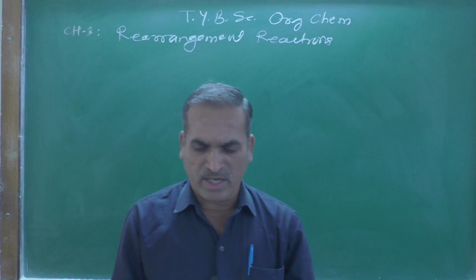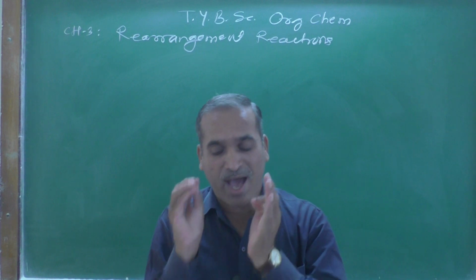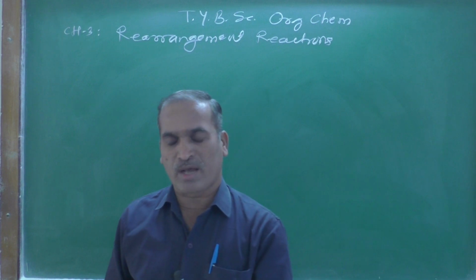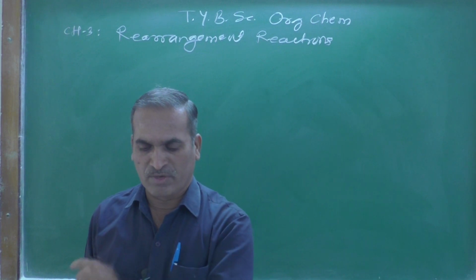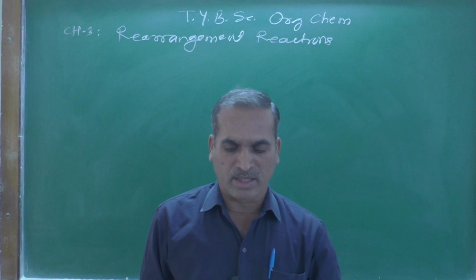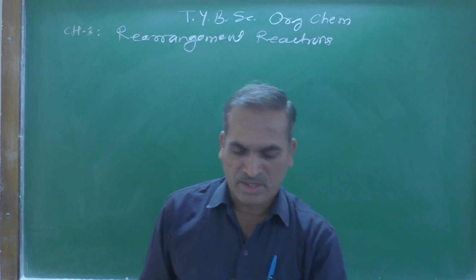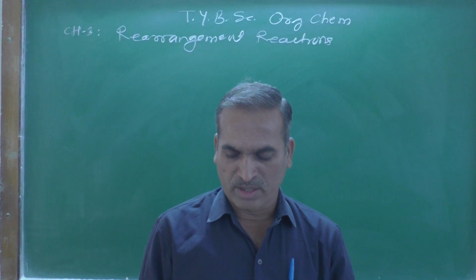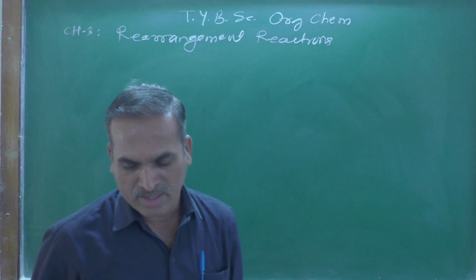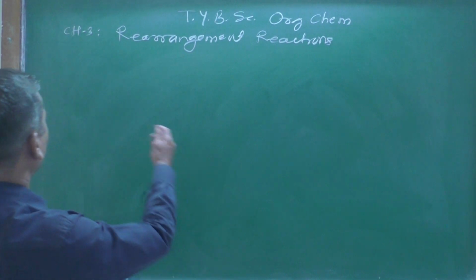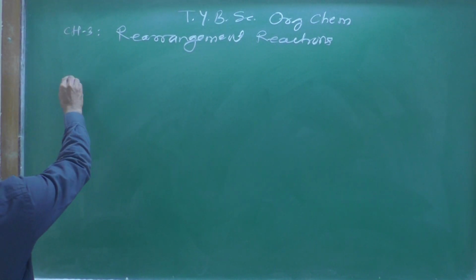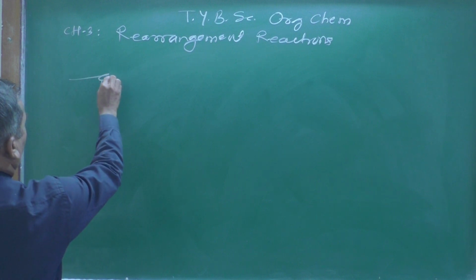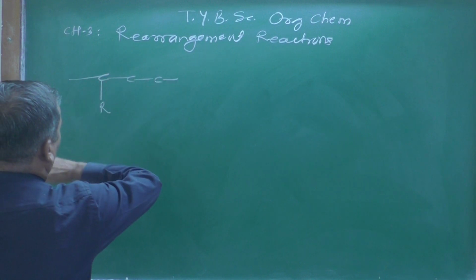In the following example, substituent R moves from one carbon atom C1 to the carbon atom C2. This is an example of an intramolecular rearrangement reaction. Let us see how the simplest example is shown over here. Here I am placing R, then there are 3 carbon atoms.